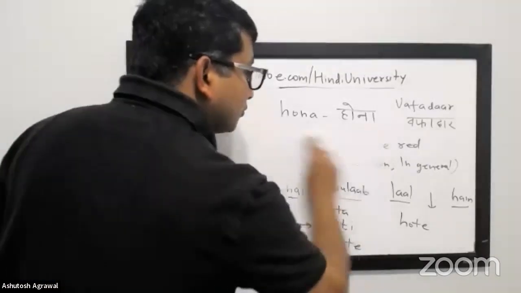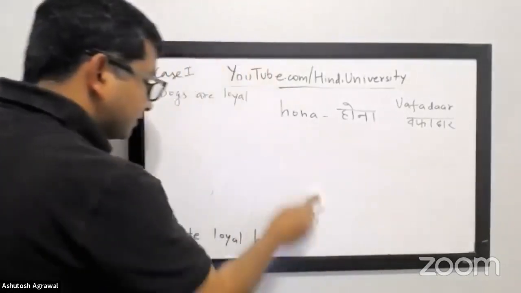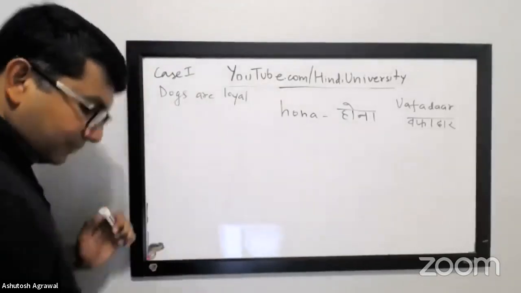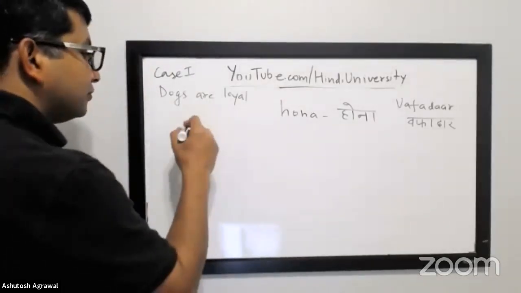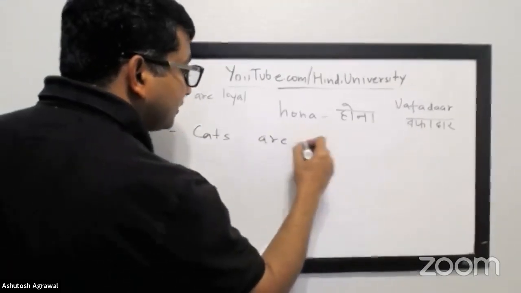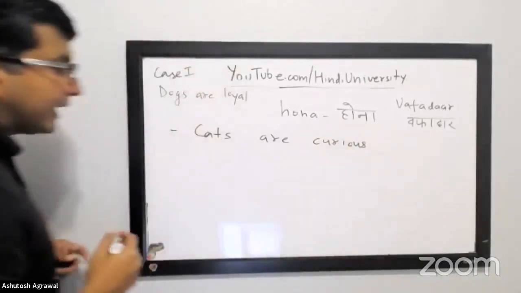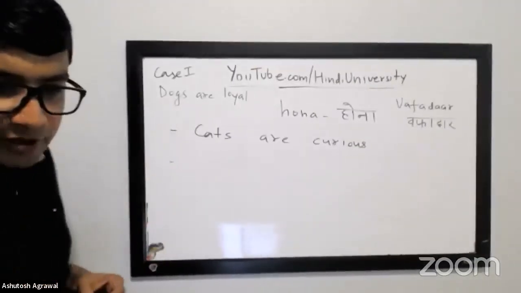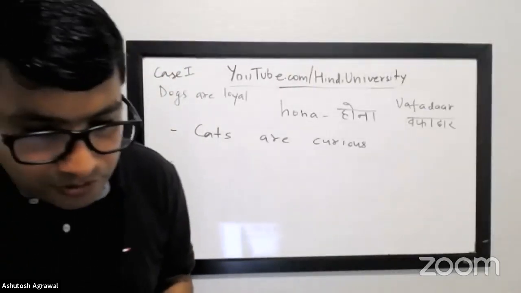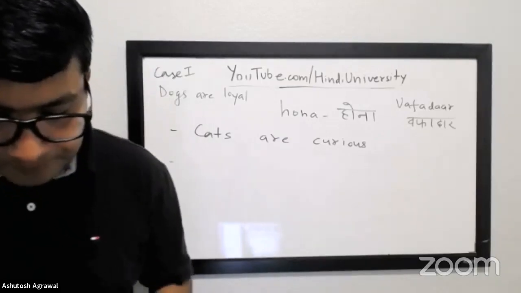So just like your dogs are loyal, if you want to say cats are curious, I want all of you to try it out. Okay, all of you will get some time. So just like dogs are loyal, if I wrote for you, cats are curious. All of you should write it down and write in the Zoom chat or on the Facebook chat. Cats are curious. Everybody should try their best. How will you say that in Hindi?